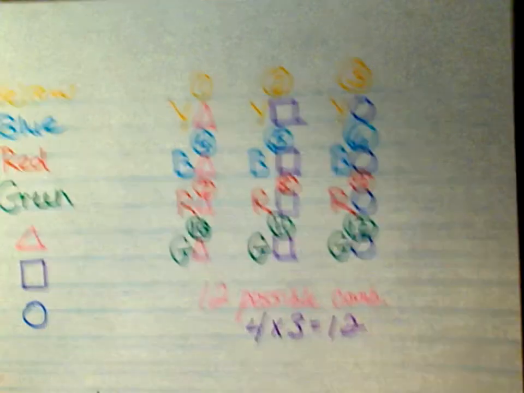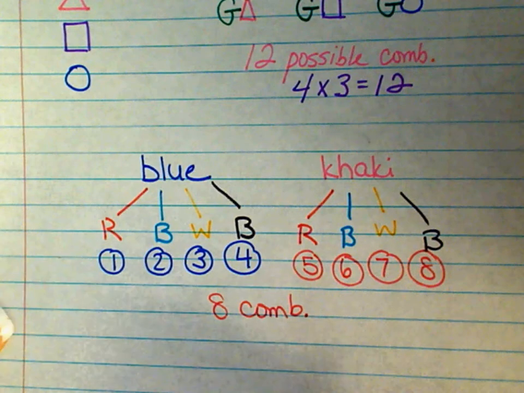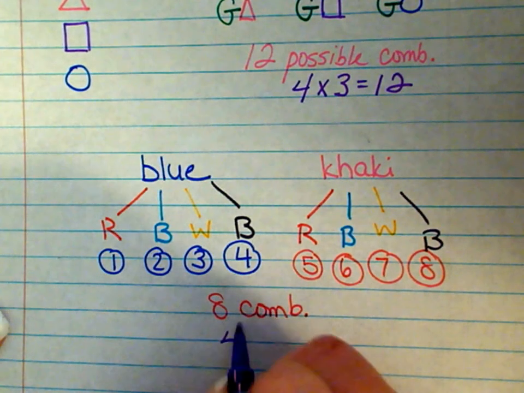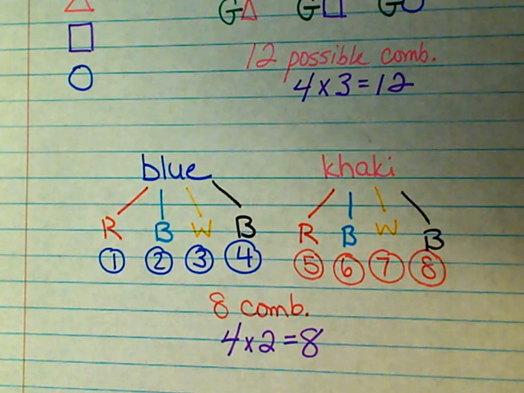Same thing with the blue jeans and khaki pants. If I know I can make 4 outfits with the blue jeans, and I would make the same with the khaki pants, I could do it a little bit faster by multiplying 4 times 2. Is that always going to be true?